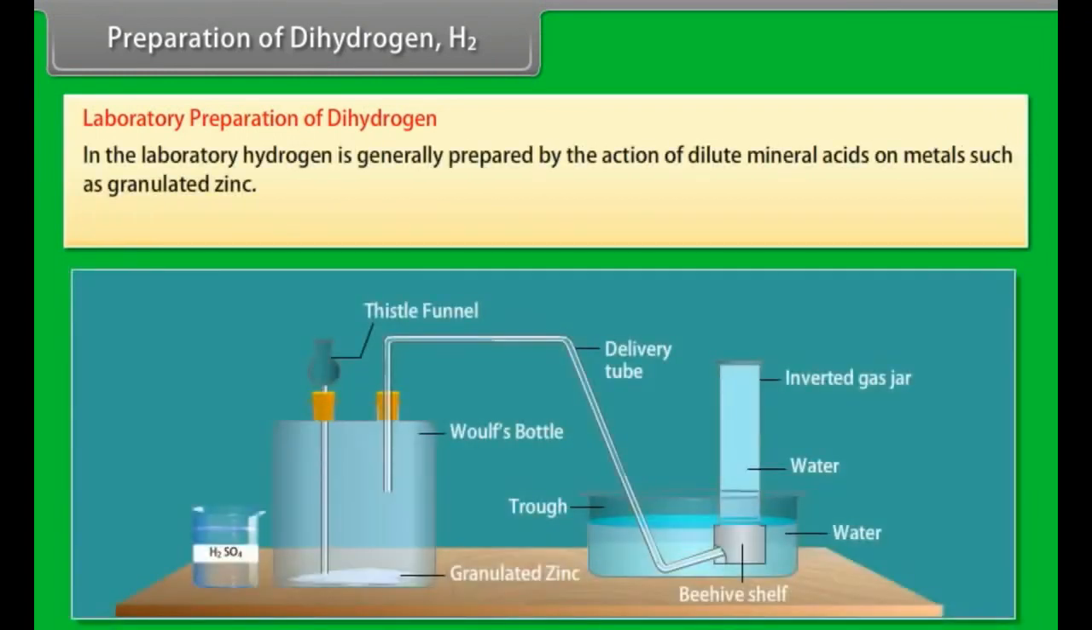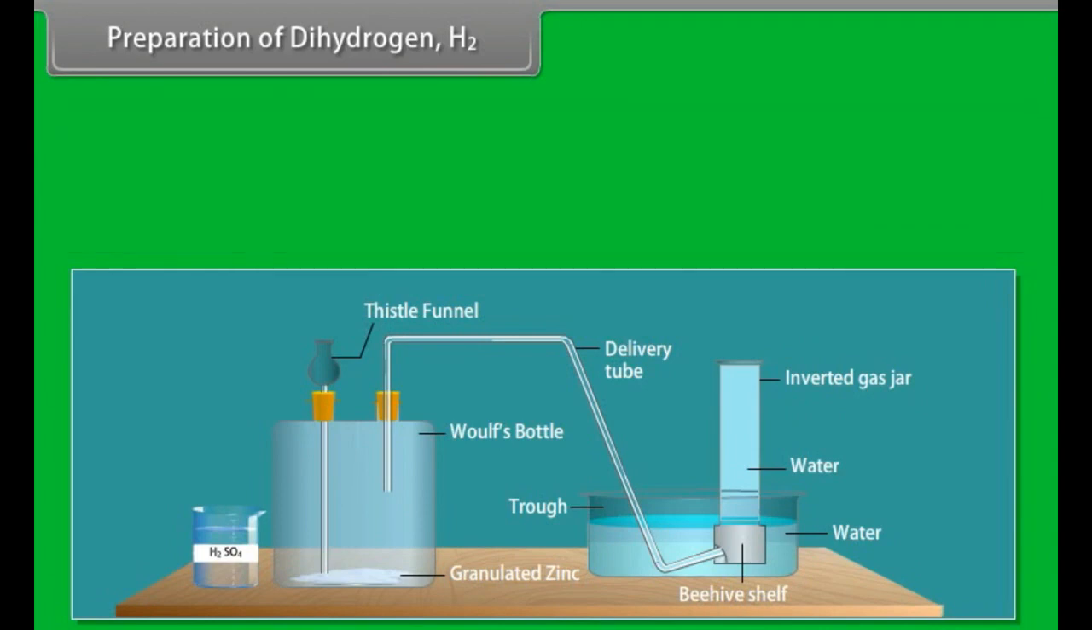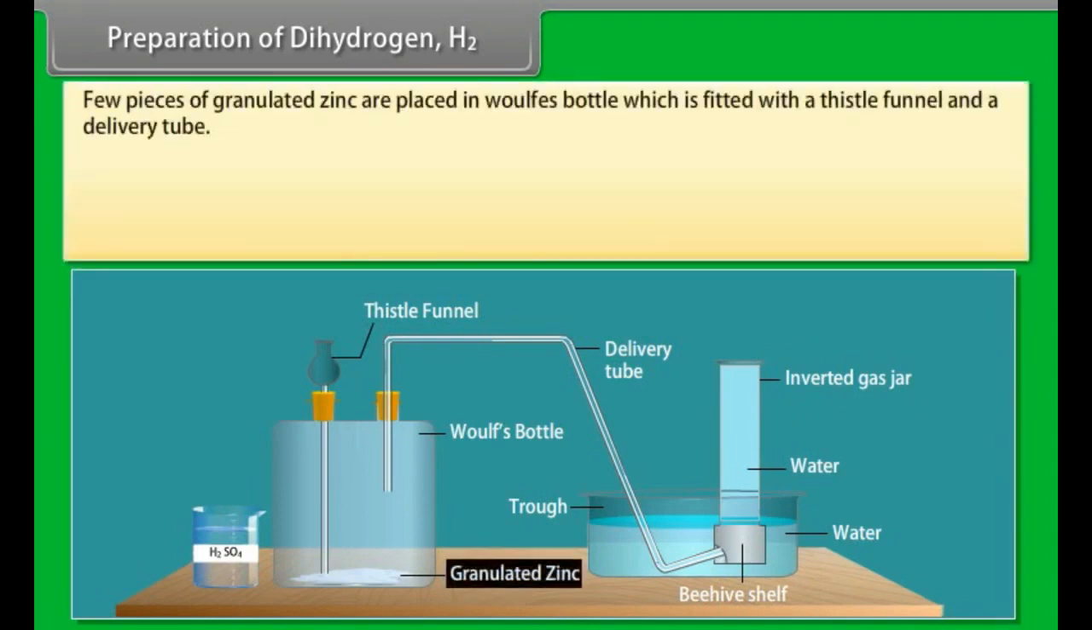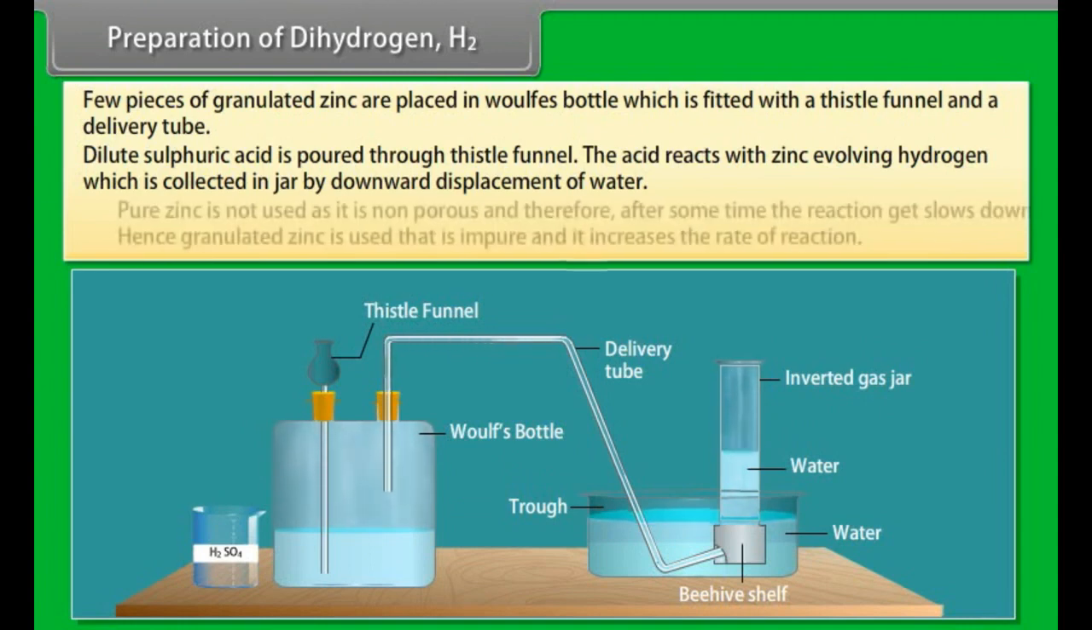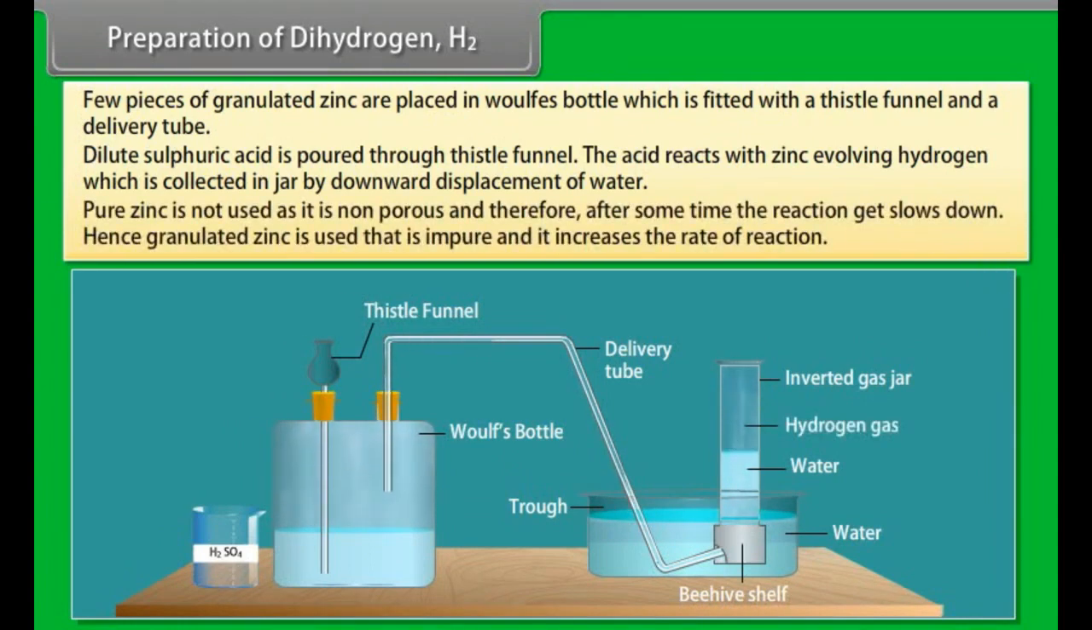Preparation of dihydrogen, H2. Laboratory preparation of dihydrogen. In the laboratory, hydrogen is generally prepared by the action of dilute mineral acids on metals such as granulated zinc. A few pieces of granulated zinc are placed in Woulfe's bottle, which is fitted with a thistle funnel and a delivery tube. Dilute sulfuric acid is poured through the thistle funnel. The acid reacts with zinc, evolving hydrogen, which is collected in a jar by downward displacement of water. Pure zinc is not used as it is non-porous and therefore, after some time, the reaction slows down. Hence, granulated zinc is used that is impure and it increases the rate of reaction.